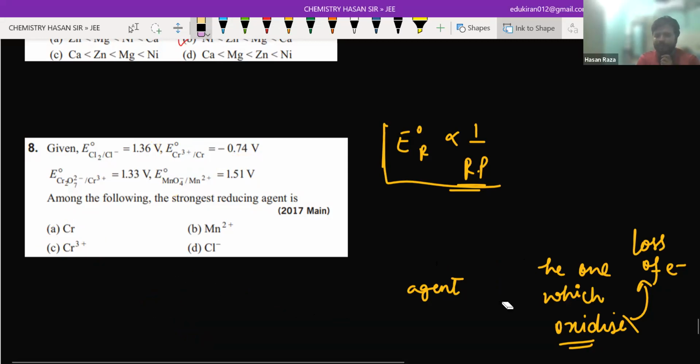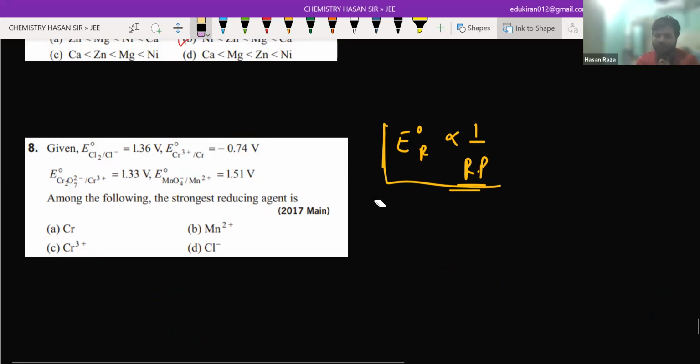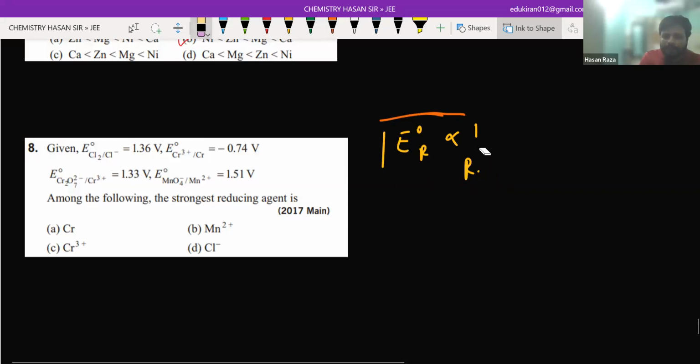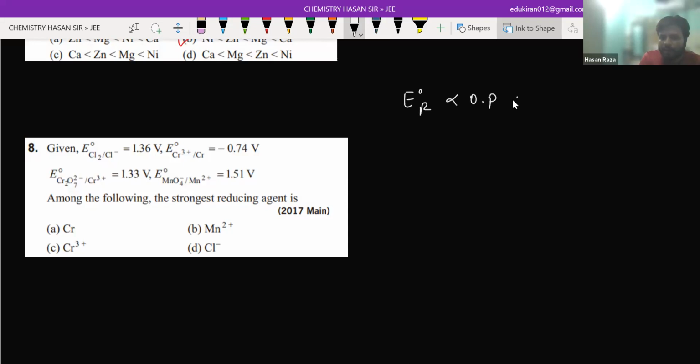Now you can see E naught R is inversely proportional to reducing power, or reducing agent. Everyone knows that. This is the criteria. Everyone is aware of this. E naught R is directly proportional to oxidizing power and inversely proportional to reducing power. Since we are only talking about reducing power, you can easily extract that this will have the most reducing power. Yes or no? Please do respond.